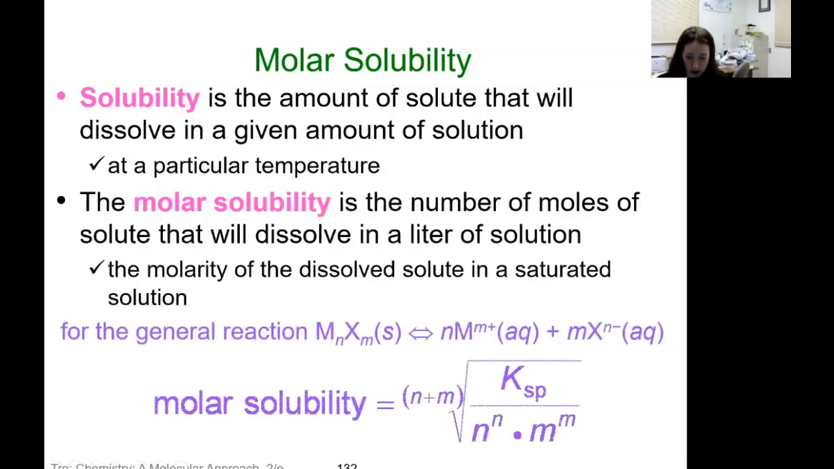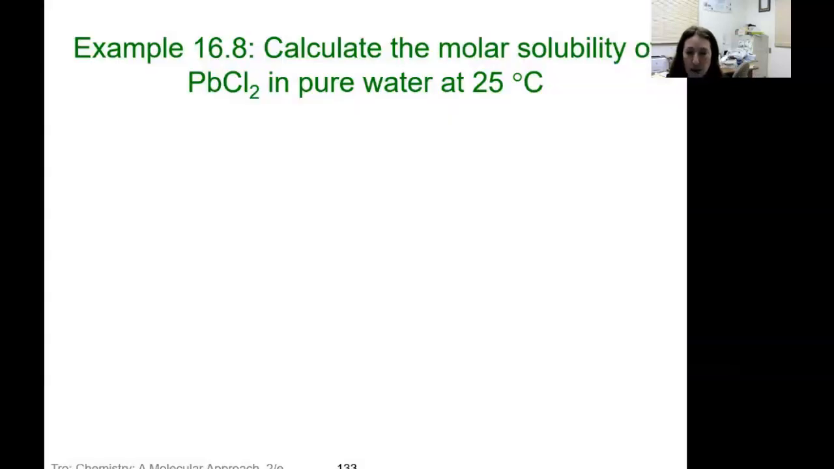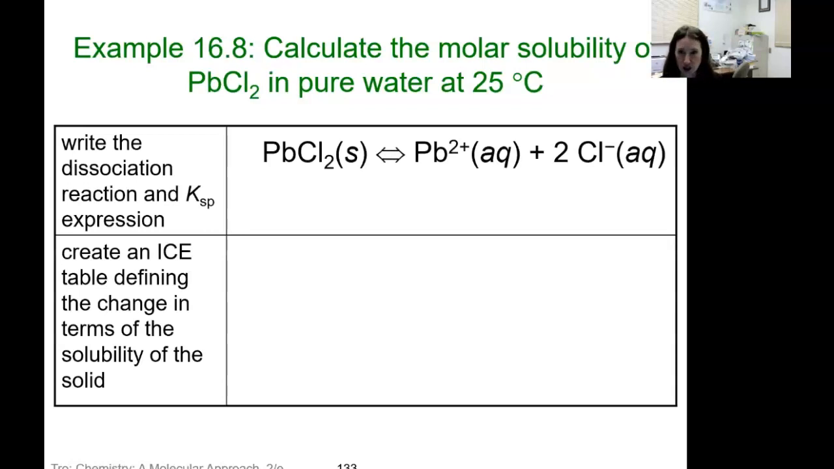I think this little thing is kind of confusing, but we'll talk about how we do our molar solubility. It's just an ICE table like you've done before. Just don't forget about the stoichiometry of it. So for example, what's the molar solubility of PbCl2 in water? We write our dissociation equation.